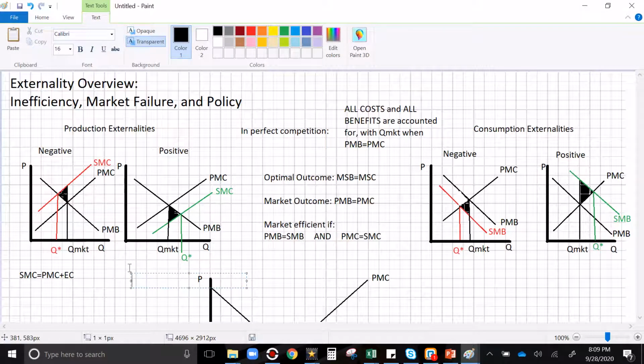Hey everybody, welcome to Externalities Part 2. This is a mostly math-free example of externalities and some of our policies to deal with them.